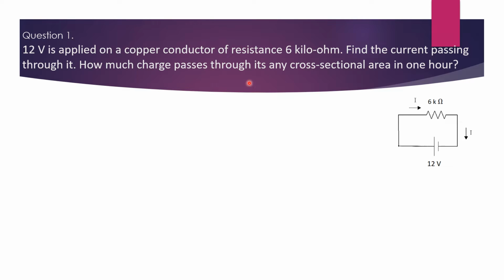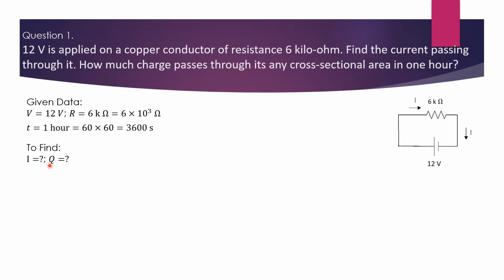The problem's circuit diagram can be given as: there is a voltage source giving 12 volts. The resistor is 6 kilo ohm. We need to find the current passing through the resistor. Now the given data is voltage V equal to 12 volt, resistance R equal to 6 kilo ohm, that is equal to 6 into 10 power 3 ohms. Time is equal to 1 hour, which is 60 minutes times 60 seconds, equal to 3600 seconds.